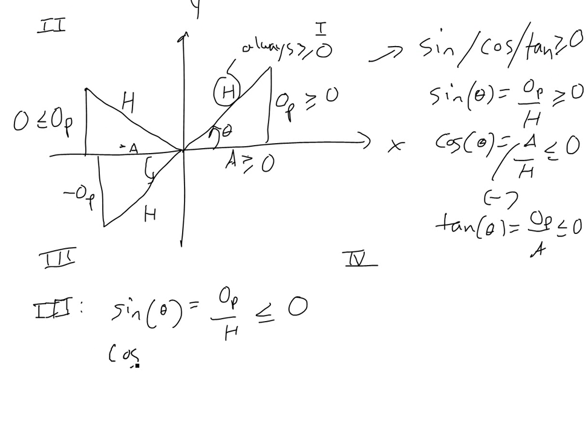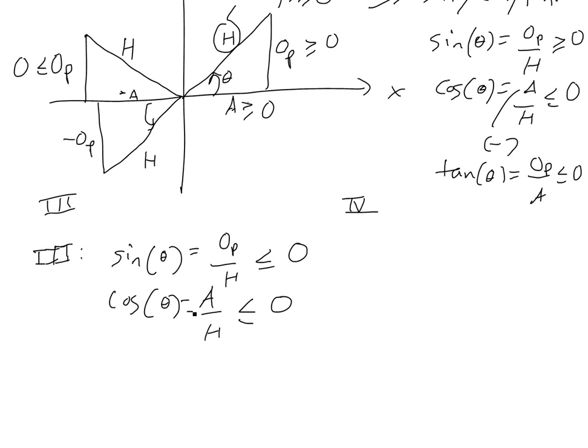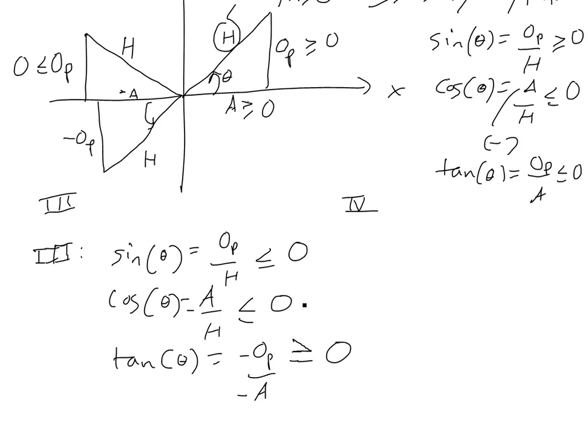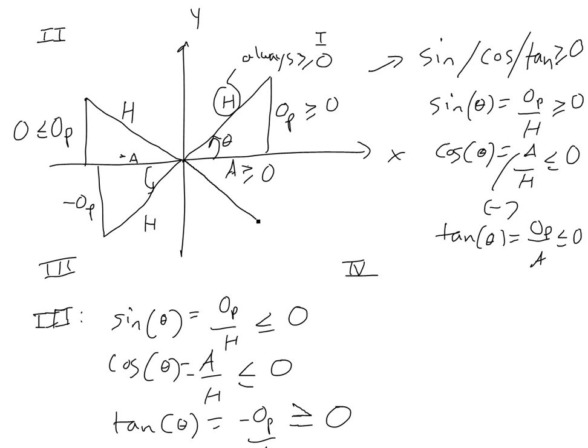Cosine is the same thing again. This is A over H. A is negative, so this is less than 0. And then for tan theta, this is opposite over adjacent. This is negative and this is negative, so this becomes positive, greater than or equal to 0. Negative divided by negative is positive.